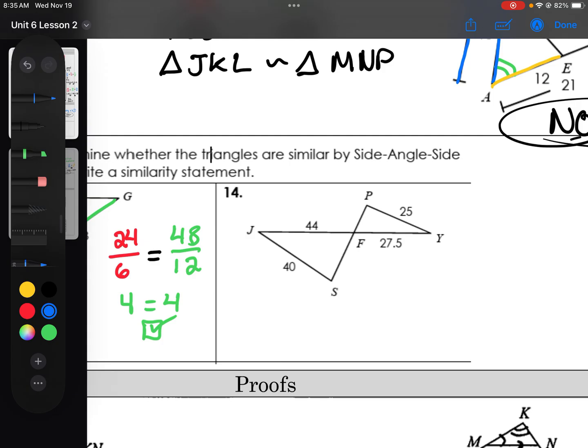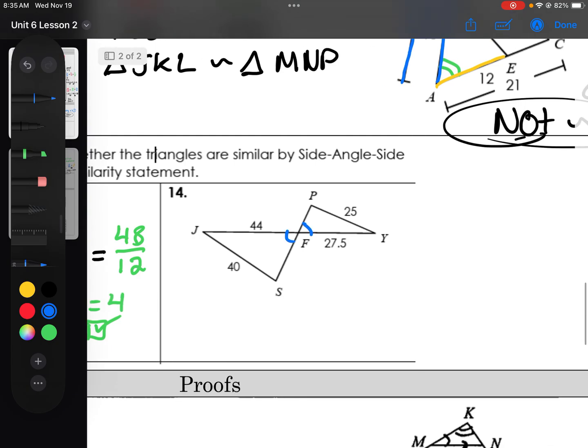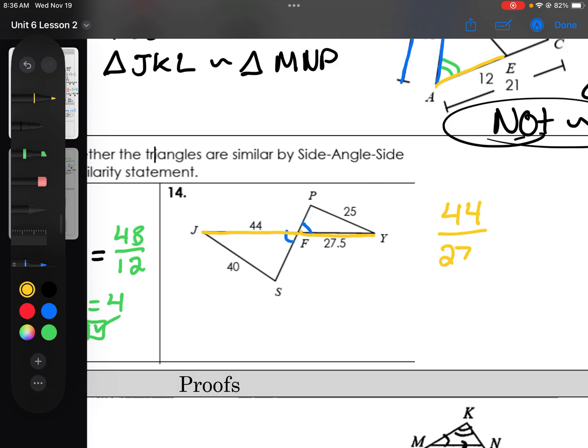Okay, number 14, pause the video, see if you can work this one out. I'm going to go ahead and work it out now, though. So I have angle F congruent to itself, vertical angles. Remember, X marks the spot. Now we're going to see if the corresponding sides are congruent. So 44 appears to be the long side over here. The long side over here appears to be 27.5. So we are going to set them up proportionally and see if they're equal to the smaller sides related to each other. 40 over 25.